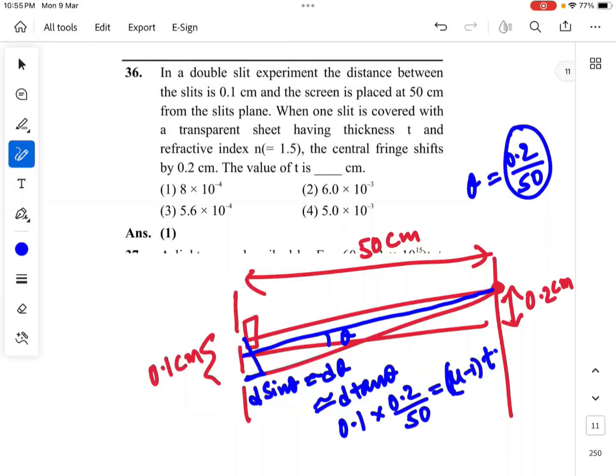Now, why is this (mu minus 1) into T? That's a story you should learn from the theory of Young's double slit experiment. If you don't know, I need to explain that fully, but I'm not here to do that now. So (mu minus 1) into T is what? 1.5 minus 1 into T. That is 0.5 into T. So do the calculations, you will get your T. The calculation is 2 divided by 25, something like that. So the answer is 8. You don't have to worry about the order here.